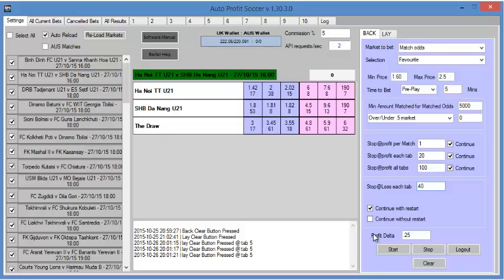Profit delta is on the back tab only, and it is how much profit do you want to get after a losing bet. Say we have one game and it loses, so we're trying to get £1 target. That bet loses. So what the profit delta does is, seeing it's a losing bet, it will add 0.25 to that £1. So it'll be £1.25 that we will try and win, plus what losses we incurred.